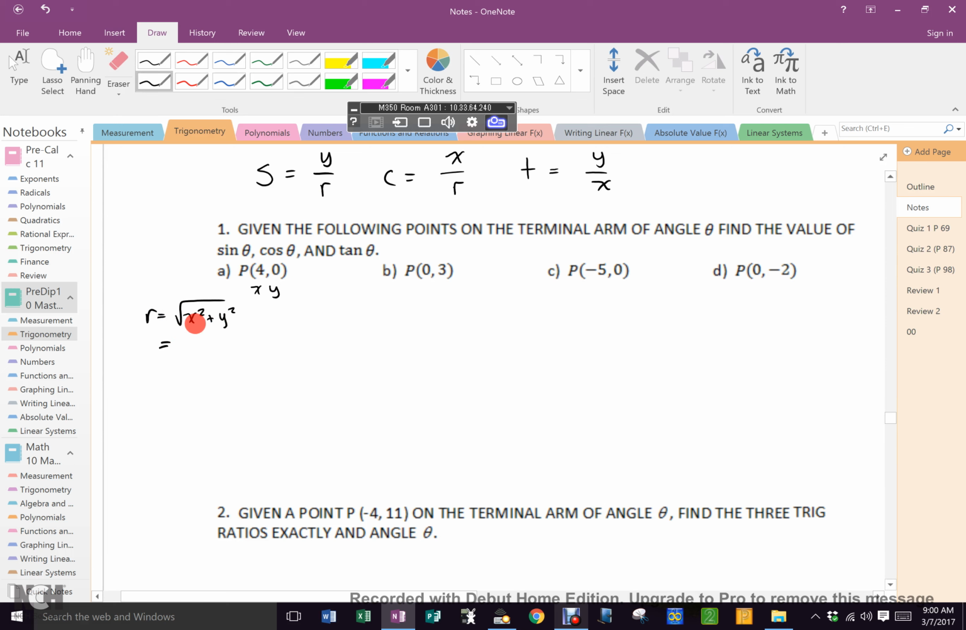What's the square root of x squared? X. So what is it? 4 plus square root of y squared. 0. So what's 4 plus 0? Okay. So the radius is 4. Agreed? All right. So now the sine is y over r. What's y? 0. What's r? 4. So what's the sine of this angle?